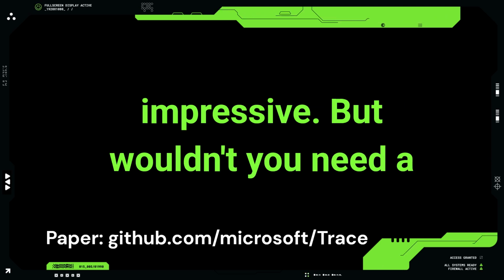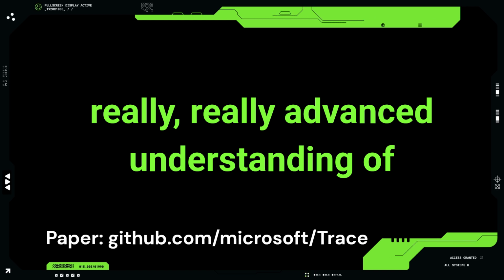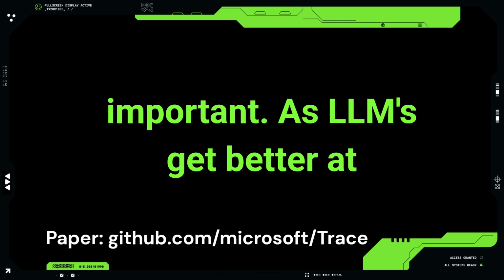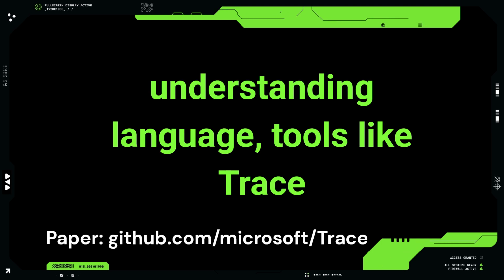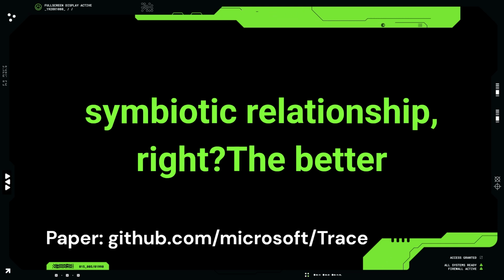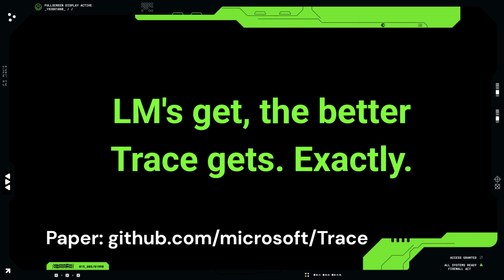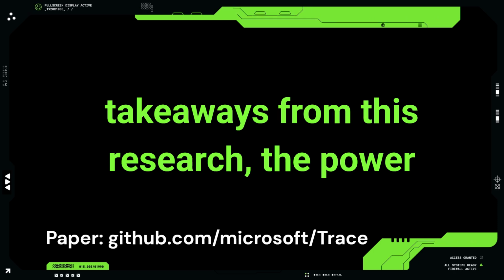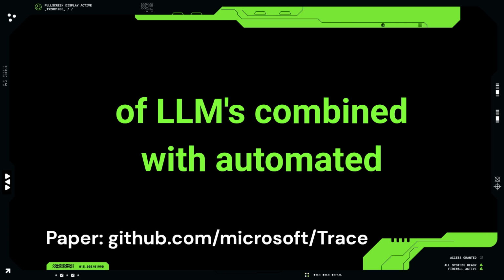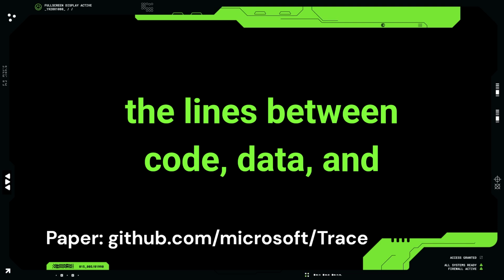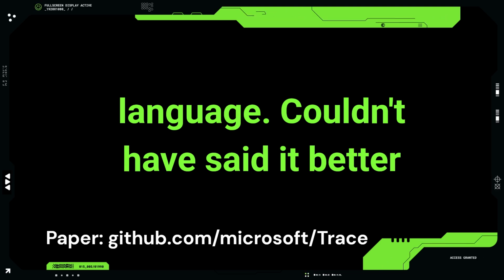That's really impressive. But wouldn't you need a really, really advanced understanding of language to do that? You do, and that's why the progress in LLMs is so important. As LLMs get better at understanding language, tools like Trace become even more powerful. So it's like a symbiotic relationship, right? The better LLMs get, the better Trace gets. Exactly. And it highlights one of the big takeaways from this research: the power of LLMs combined with automated optimization. It's like we're blurring the lines between code, data, and language. Couldn't have said it better myself.